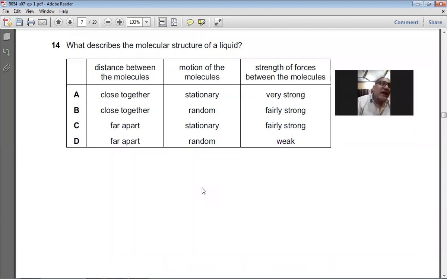What describes the molecular structure of a liquid? Distance between the molecules. We are talking about a liquid. So the distance between the molecules will be close together. Motion of the molecules will be random. Strength of the forces between the molecules will be fairly strong. B looks to me the right answer. Let's see.